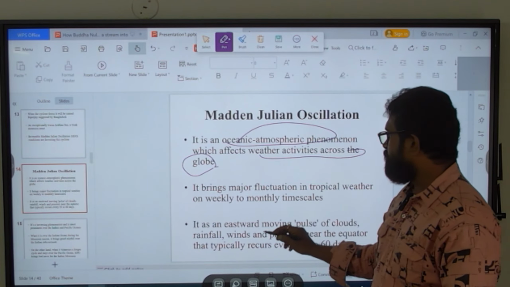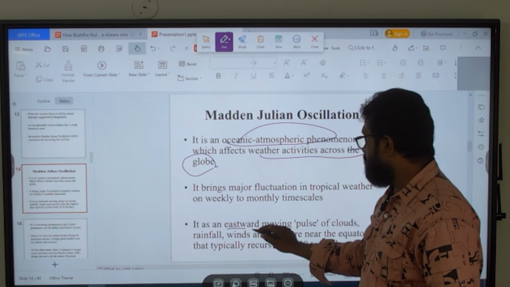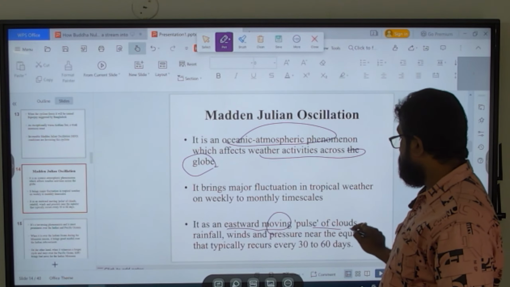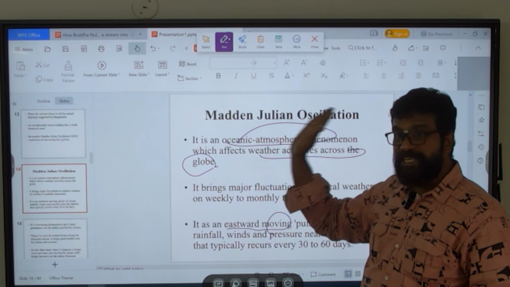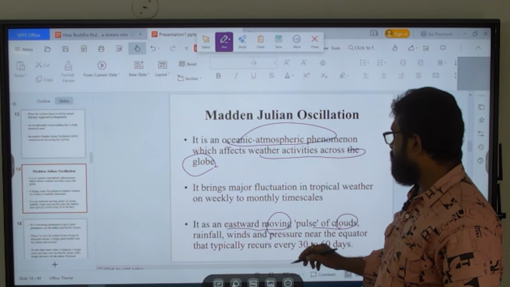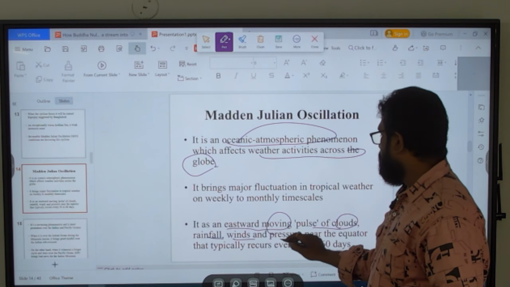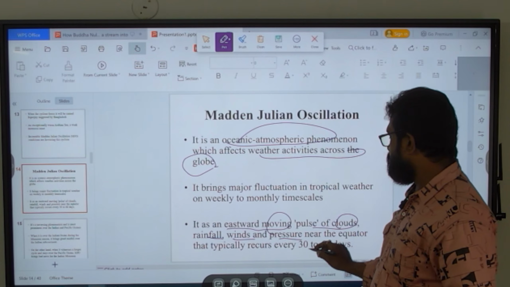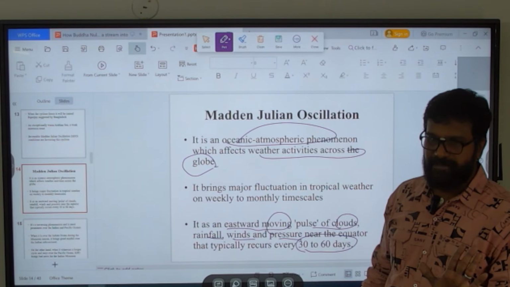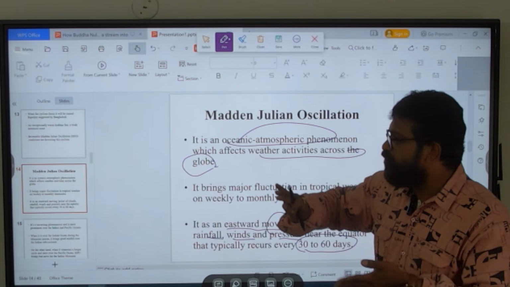Now you see this, I told you that it pushes this eastward moving pulse of cloud. It's not pushed to the westward, it always pushes to the eastwards. So now what happened is the rainfall, wind and pressure near the equator typically occur every 30 to 60 days. It pushes only to the eastwards, right?